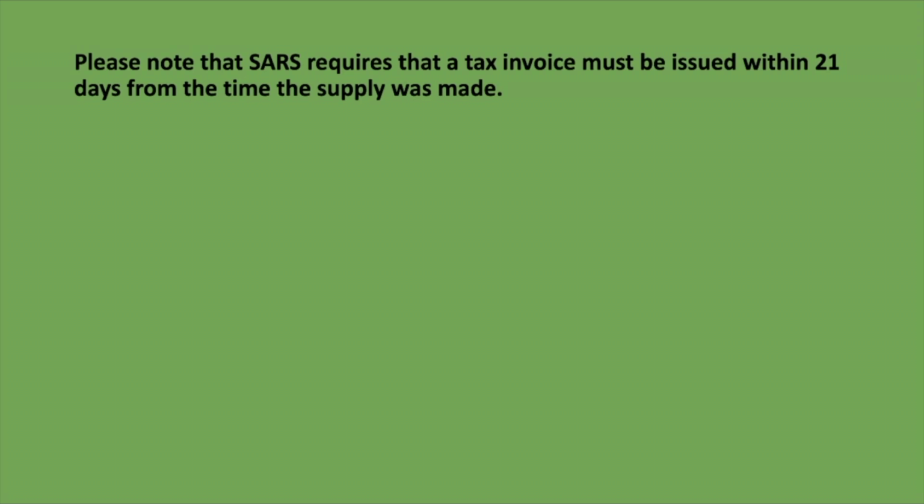Now, one thing to note is that SARS requires that a tax invoice must be issued within 21 days from the time the supply was made. So if you are the supplier and you're supplying products or goods or services to your customers, you need to make sure that you do supply them with an invoice within 21 days. And even you as a client, you need to make sure that you request the tax invoice from your suppliers within 21 days. They need to supply you with this. So you need to ensure that is the case.